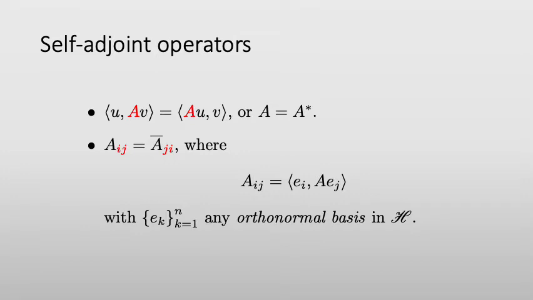The class of operators to be considered here is called self-adjoint. It is one that can be moved from one side of the inner product to the other side without any change. Under any orthonormal basis, its matrix representation is conjugate symmetric.